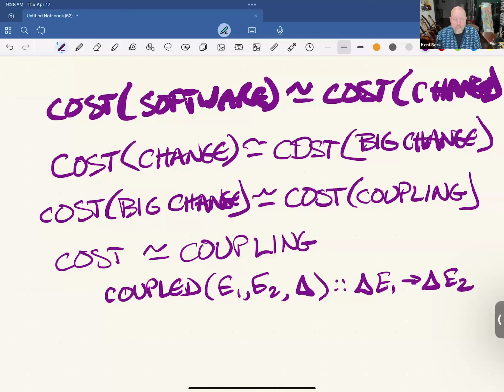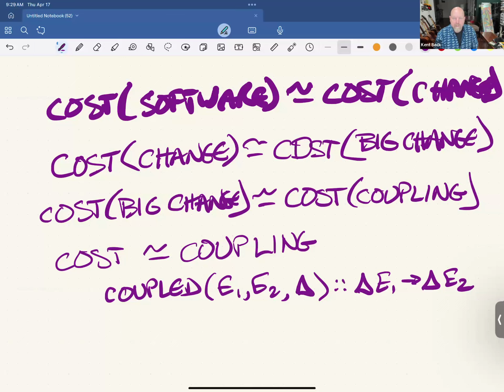So, for example, take two functions, a called function and a caller function. They are coupled with respect to changes to the name of the called function. If I change the called function, I have to go change the caller too. So that's coupling. But not all changes induce this coupling. If I change the formatting in the called function, then the caller doesn't care. So it's important to note what kind of changes we're making at any given time.